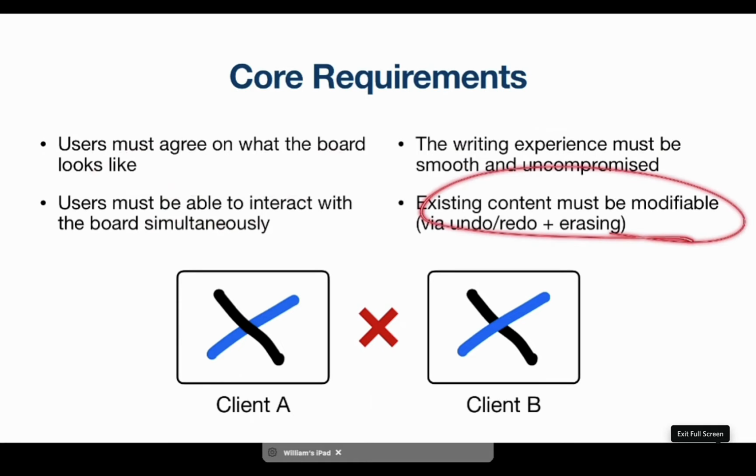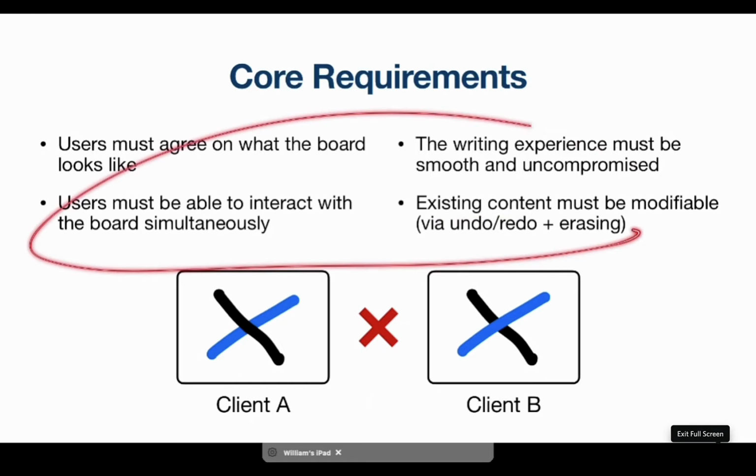And the last thing, which is probably the biggest spanner in the works, is that existing content must be modifiable. So you need to be able to erase things that are already there, and because mistakes happen, you need to be able to undo and redo. Maybe undo redo counts as an illusion-breaking thing, but it's more towards the goal of making Metaboard a serious tool that is up to scratch with any other drawing tool. You expect to be able to undo and redo. So those are the core requirements.